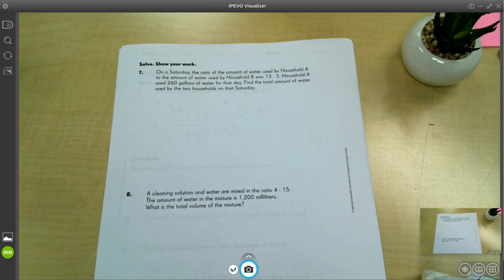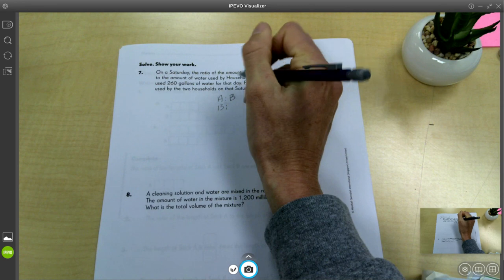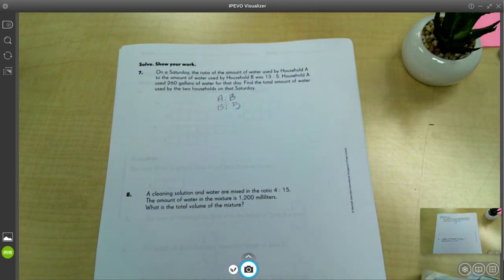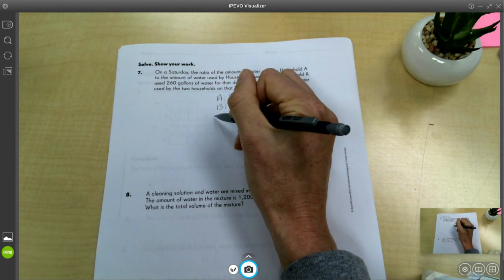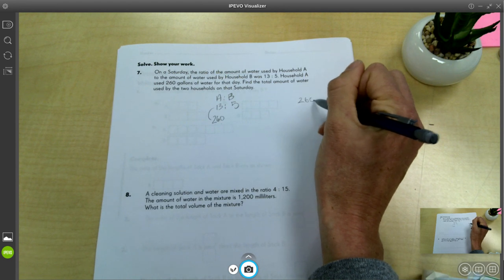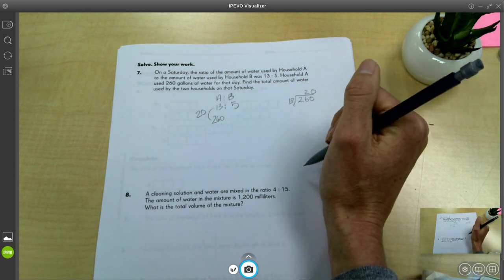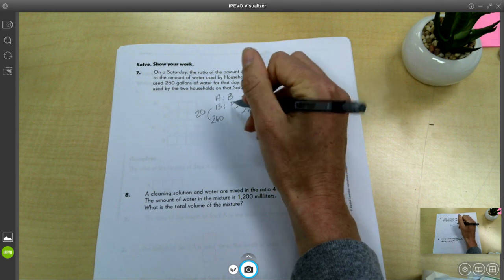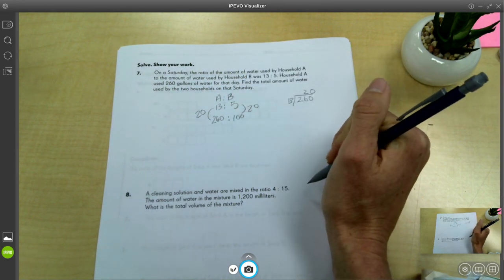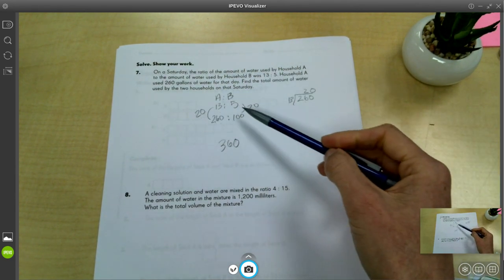All right. On a Saturday, the ratio of the amount of water used by household A to the amount of water used by household B was 13 to 5. A to B, 13 to 5. Household A used 260 gallons of water for that day. Find the total amount of water used by the two households. So we went from 13 to 260. What did we multiply by? Well, 260 divided by 13. 13 goes into 26 twice, so multiply by 20. Here we have to multiply our 5 by 20. 5 times 20 is 100. I can add those two together, and I end up with 360 gallons. Remember, whatever you're doing to side A, you have to do to side B.